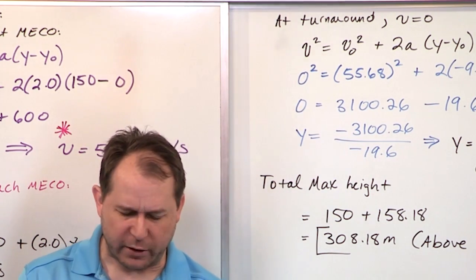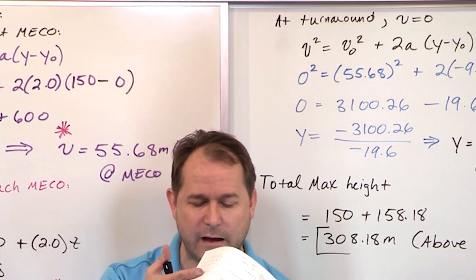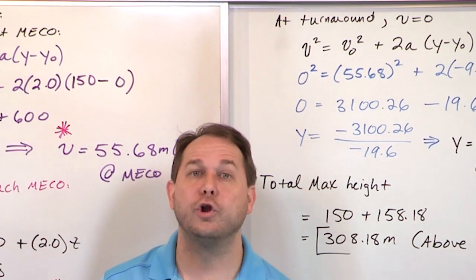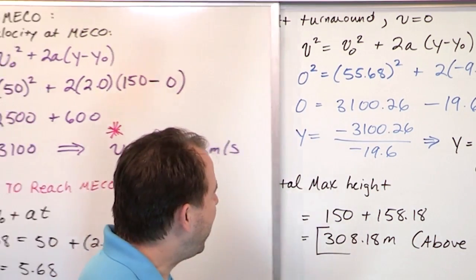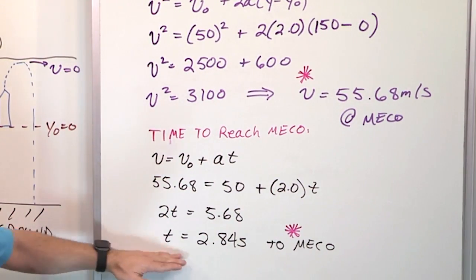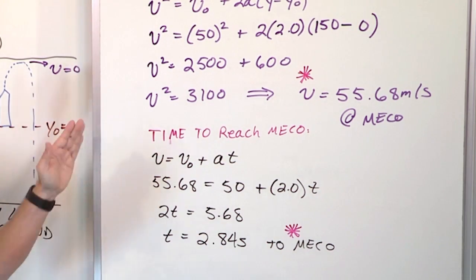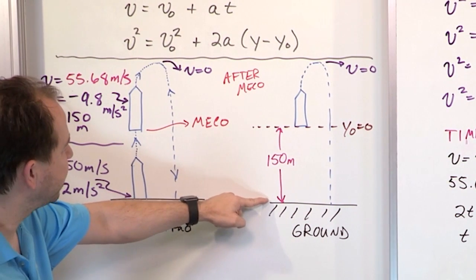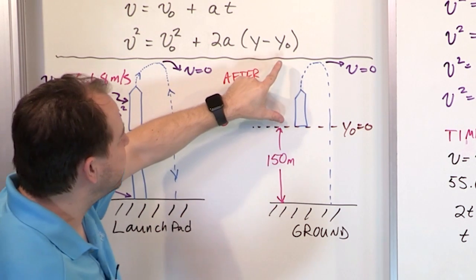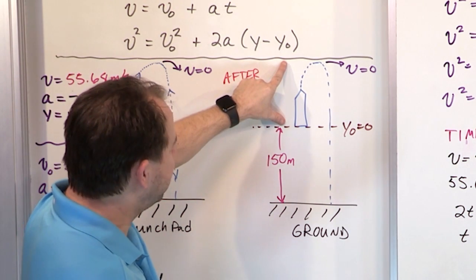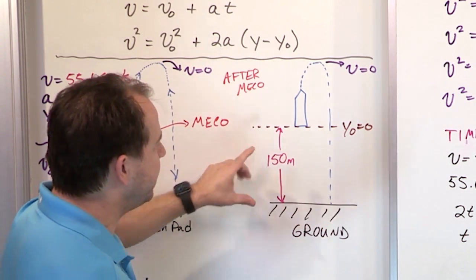Now, the second part and the third part of the problem are much shorter because we've already calculated a lot of stuff. The second problem says, how long does it take to reach max height? That means how many seconds. Now, interestingly, way back here, we calculated that it took 2.84 seconds to reach Mako, because remember, we knew we were going to need that. So this is the time it takes for the rocket to go 150 meters when the engine's cut off. Now we need to know the time from here to the max height, and then we'll just add it to this time.